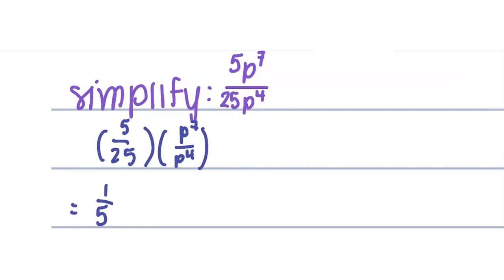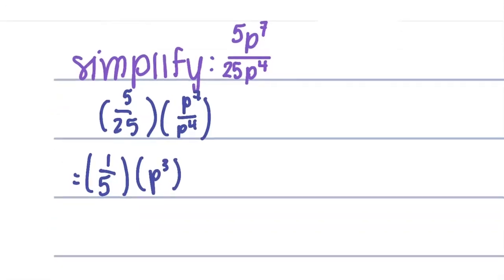Remember our exponent subtracting. When you're dividing exponents with the same base, remember it has to have the same base, you can subtract your exponents. So p to the 7th over p to the 4 would be, yes, p to the 3. And then you can leave it like that, or you can just write it like p to the 3rd over 5. They're the same thing. So that's the first one. Any questions?